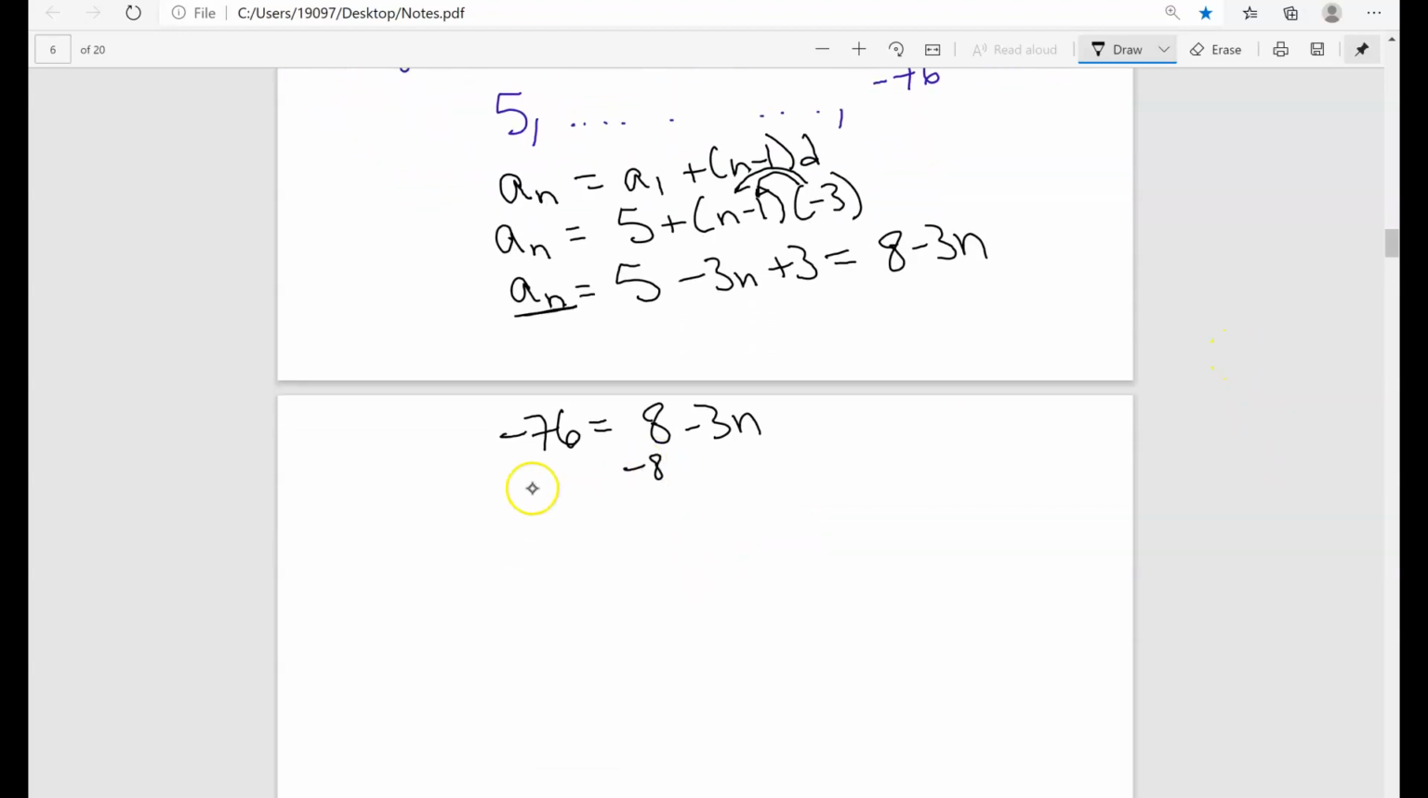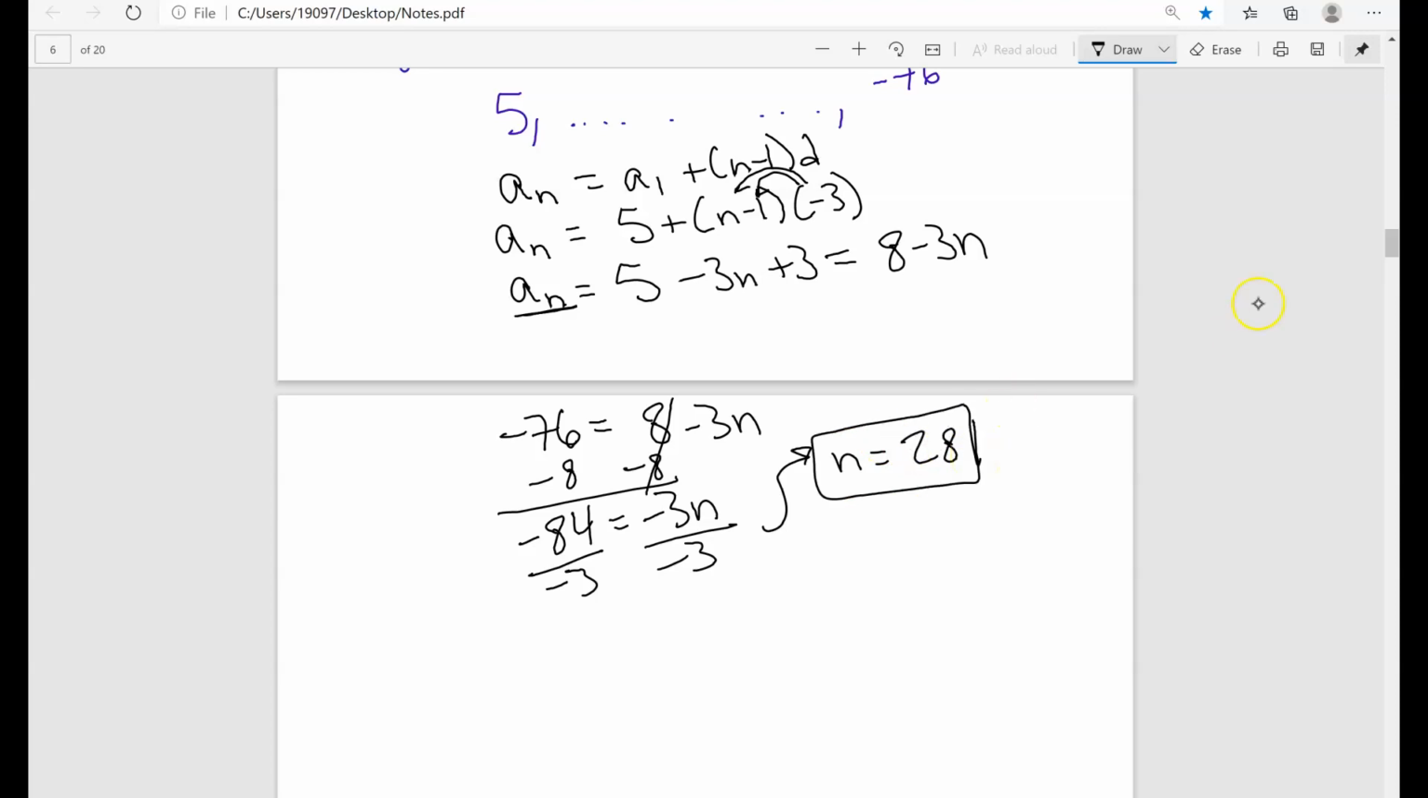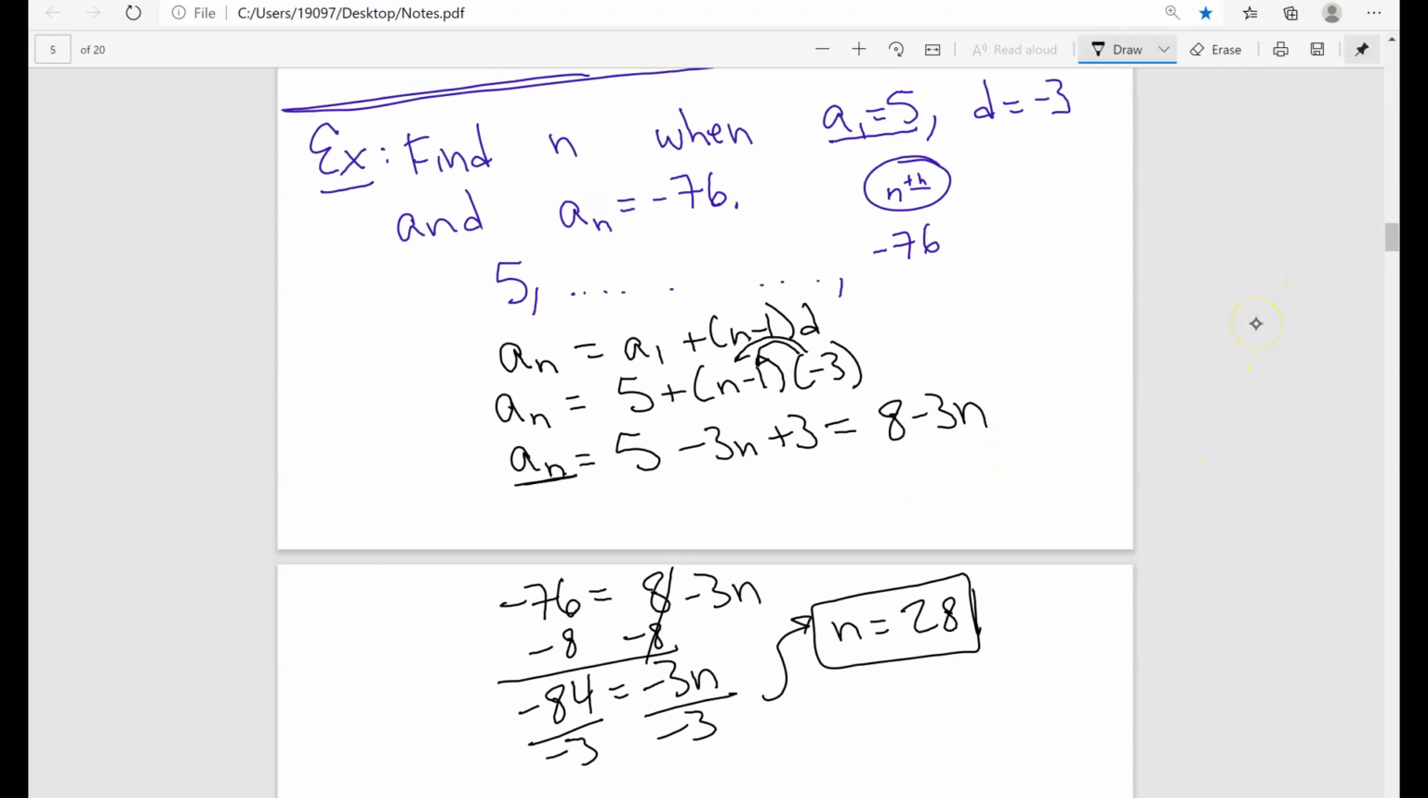So I'm going to subtract the 8. So you're going to take -76 minus 8. That gives me -84 is equal to -3n. So now I'm going to divide by -3. And what I'm going to get is 28. Okay, so what this means is that the term that's -76 is the 28th term. Okay, that's exactly what that means.